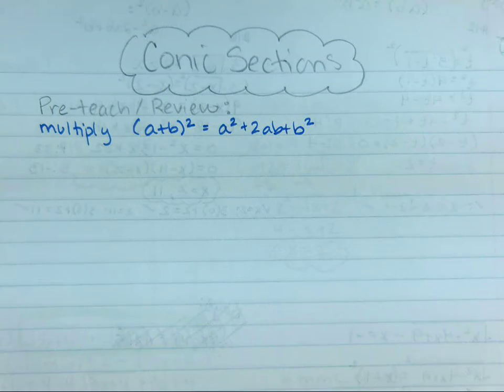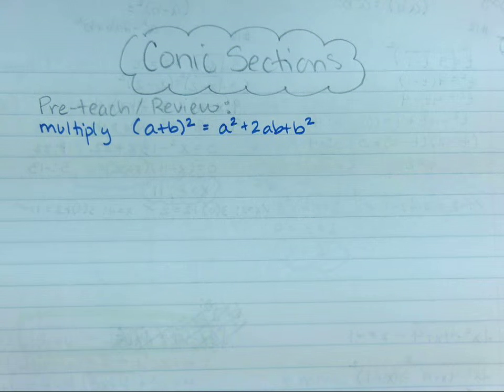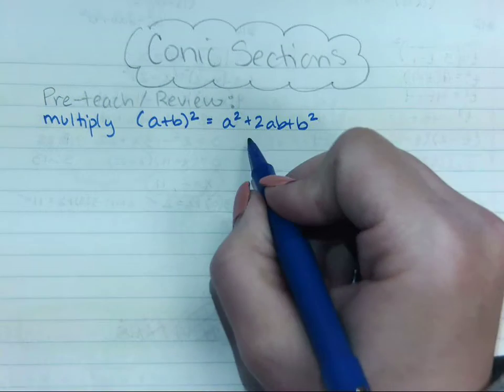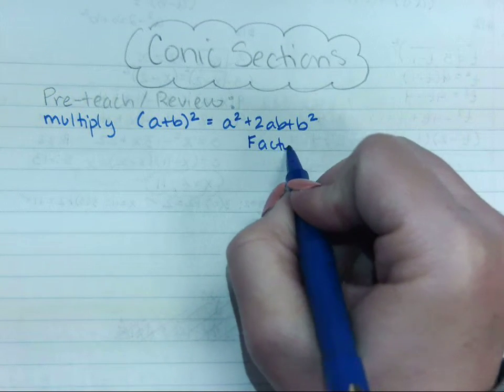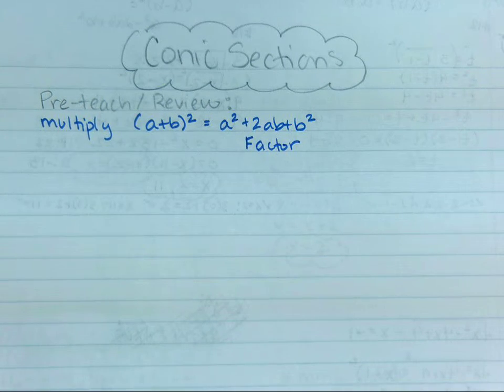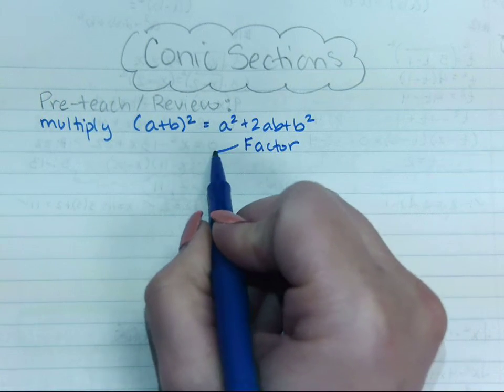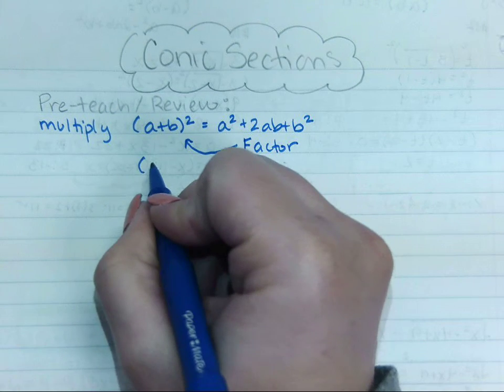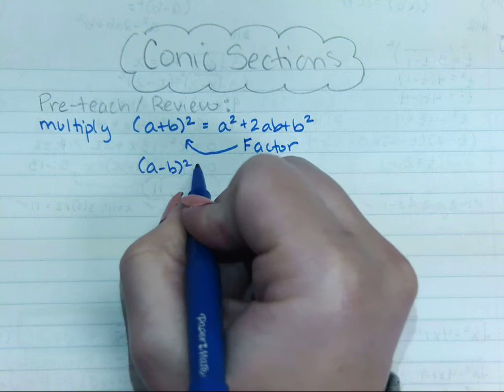And it's a way of being able to expand out a binomial square. So if you have your two terms and it's a quantity being squared, you can expand it out this way. If we go from the right-hand side to the left-hand side, then that's factoring. All right, so this is going that direction. So it's the same thing if I put a minus sign in between there.